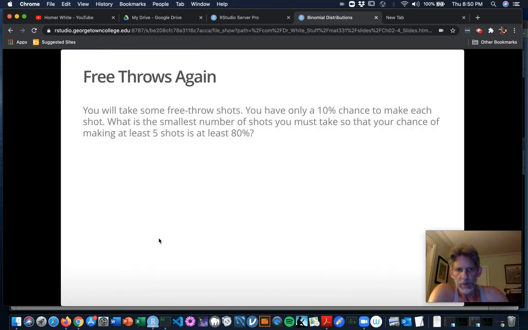Let's try free throws again for another application. You're going to take some free throw shots. And let's say you have only a 10% chance to make each shot this time. What is the smallest number of shots you must take so that your chance of making at least 5 of those shots is at least 80%?